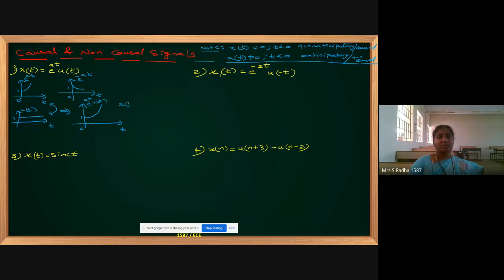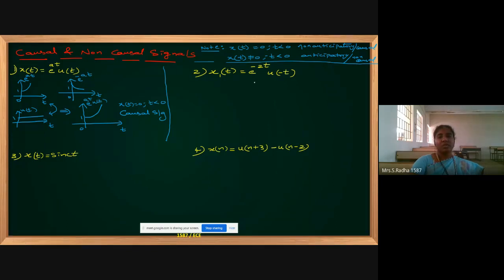Here x of t equal to 0 for t less than 0. So according to the two points I have written on the top, it is a causal or non-anticipatory signal. Okay. Now I am going with the second question.